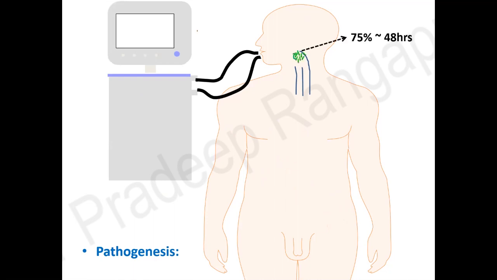It has been found that in someone who is intubated and mechanically ventilated, after 48 hours, 75% of these patients do get colonized at the aerodigestive tract with some sort of organisms. And if these organisms get aspirated into the lungs, that is when they develop VAP. So this is an important pathogenesis that happens.